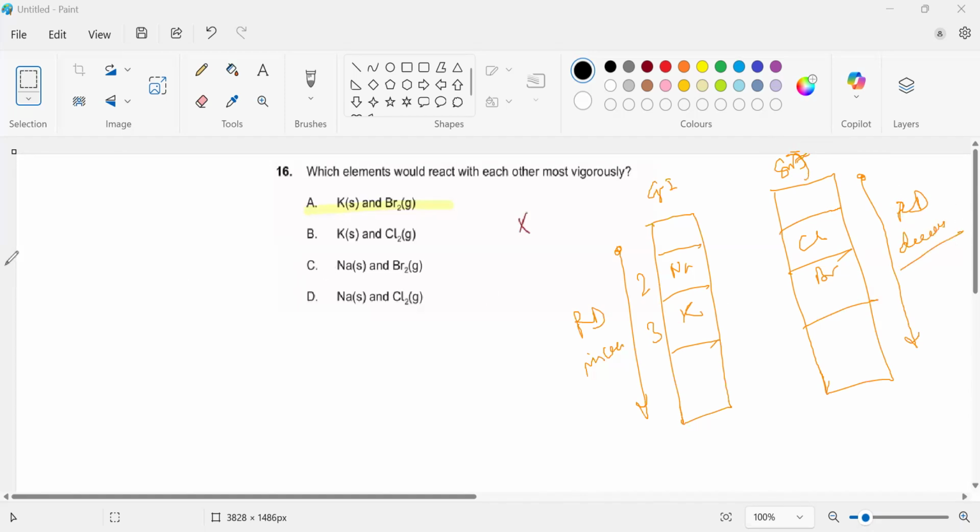Now tell me, which is most reactive from group number 7? Reactivity decreases, so maybe chlorine or bromine? Chlorine, you circle chlorine.